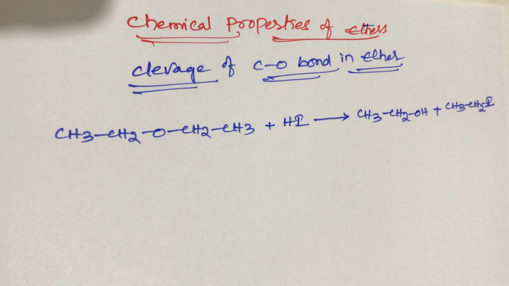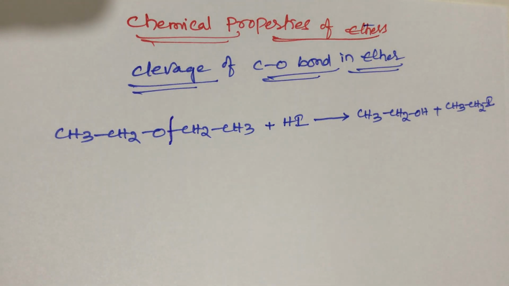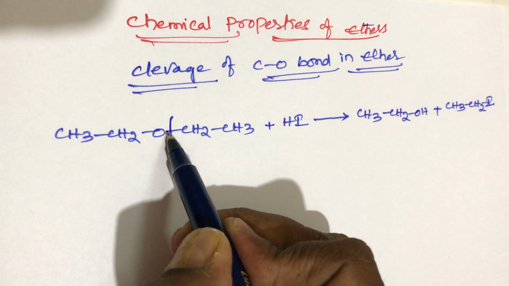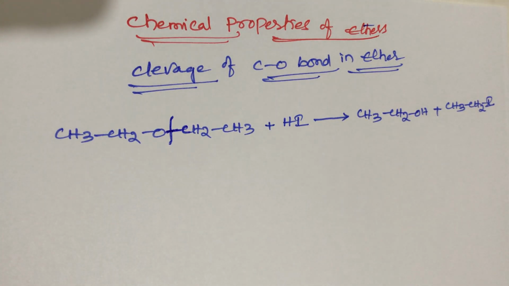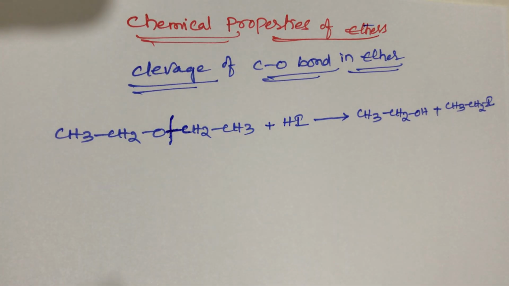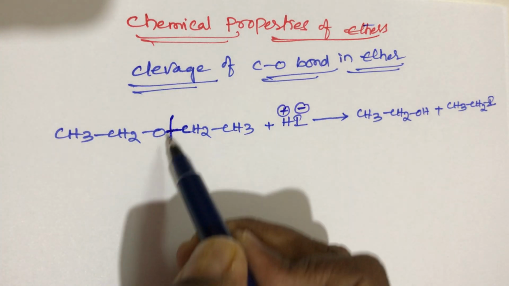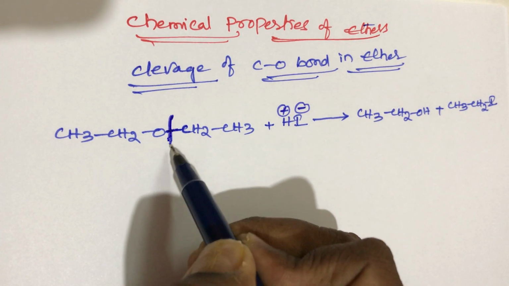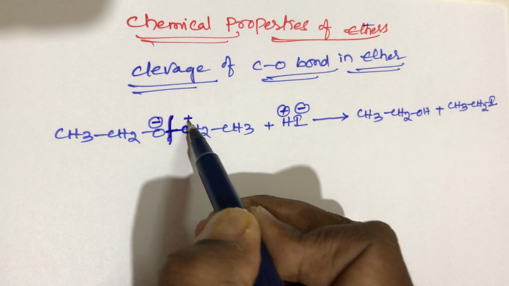In this reaction, bond cleavage occurs between carbon and oxygen. We can cut either the left side or the right side; both are symmetrical, so the bond cleavage can be on either side. In the C-O bond cleavage, generally H plus and I minus are involved. The oxygen gets a negative charge and the carbon gets a positive charge.